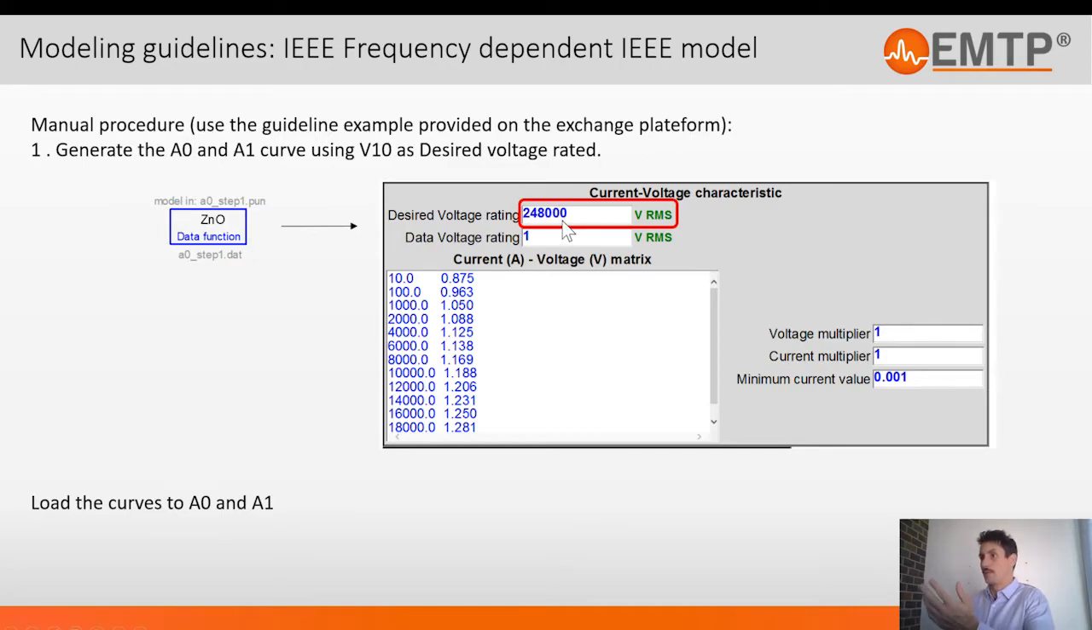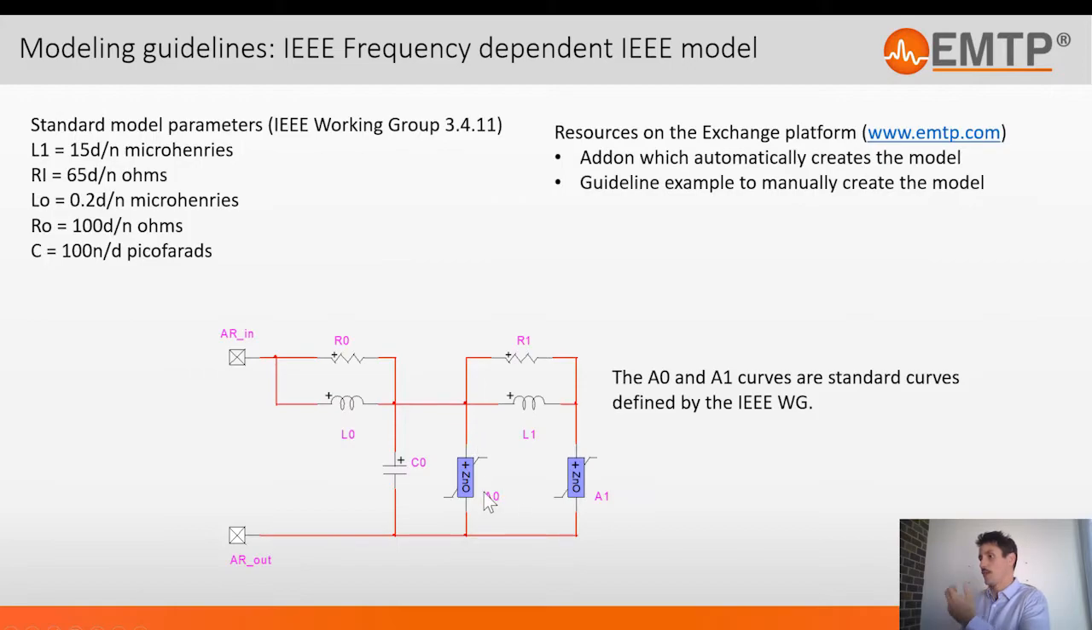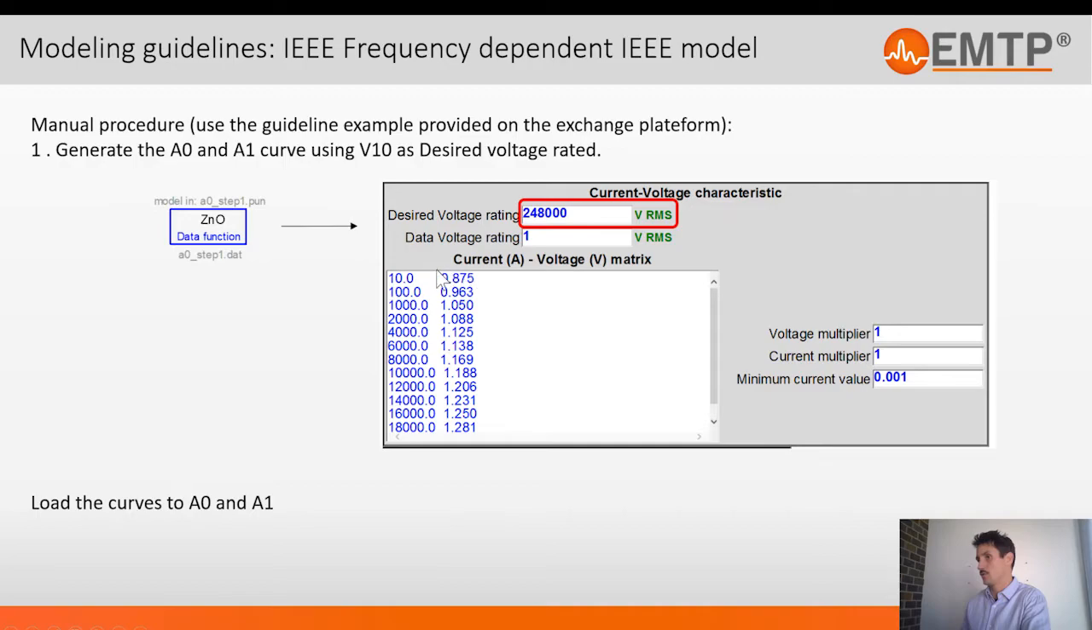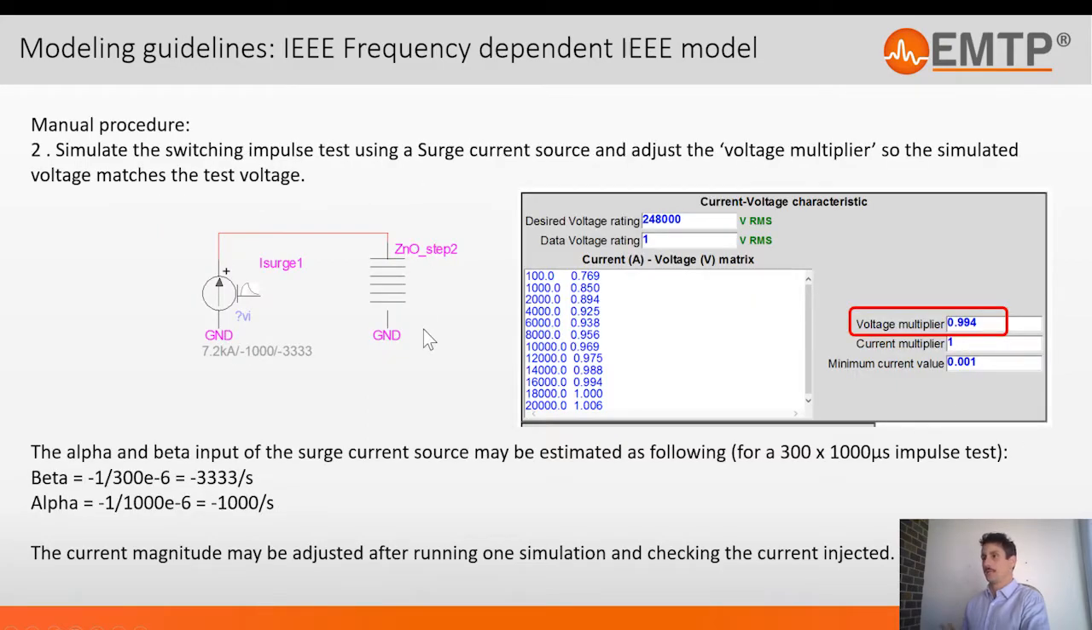Then you create the fitting. You do the fitting for those two, A0 and A1. So you do this procedure twice, and that will be your first step. The second step will be to simulate the switching surge.